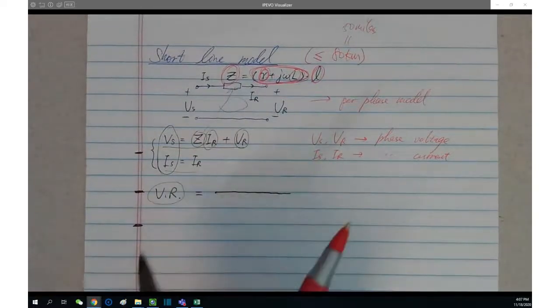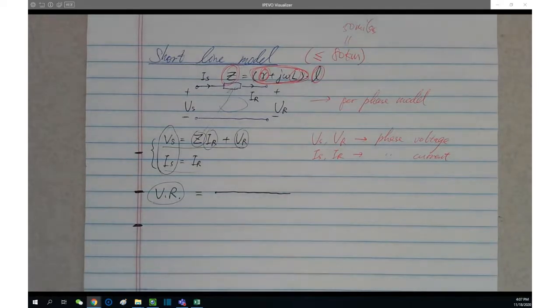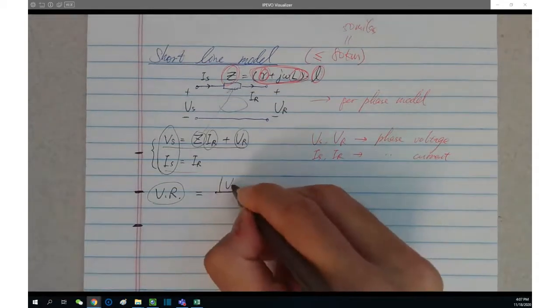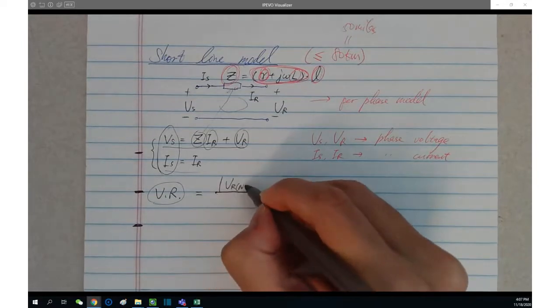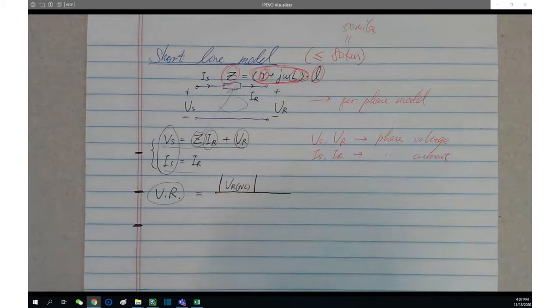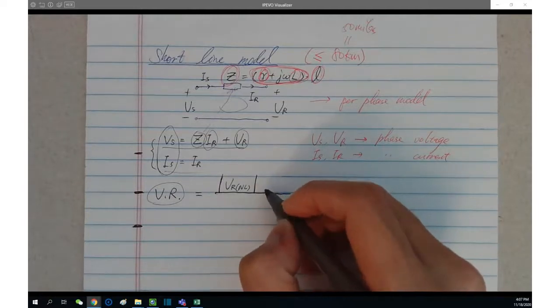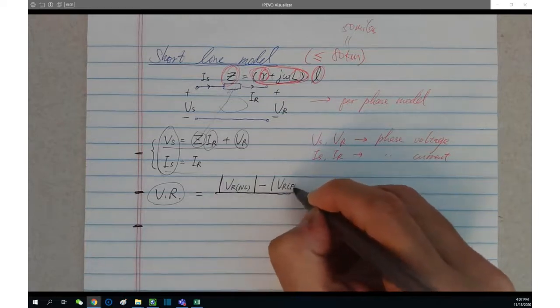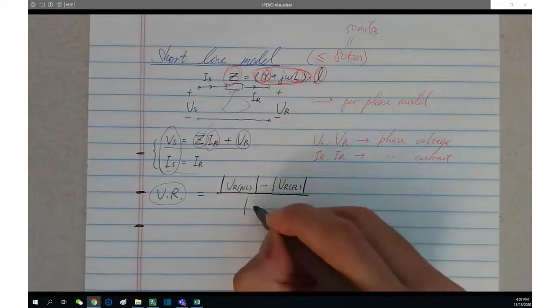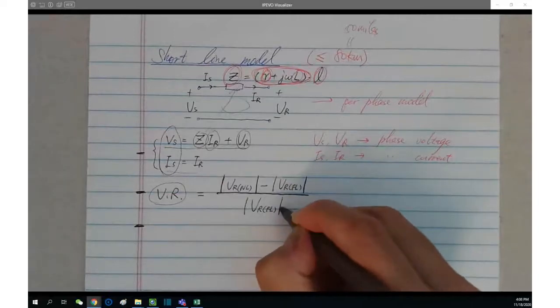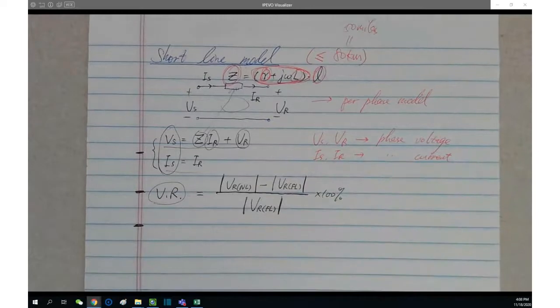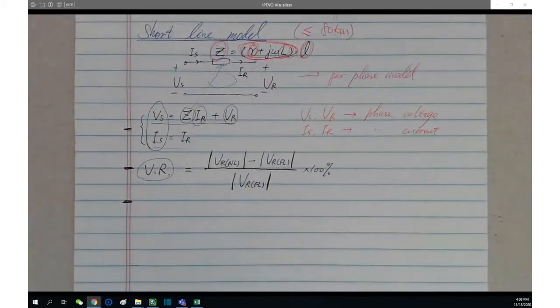Next, VR is something new. We call it voltage regulation. This is a new term, a new concept, and it equals a ratio. In the numerator we have the magnitude of the receiving end voltage at no load, minus the receiving end voltage at full load, once again magnitude, divided by the receiving end voltage at full load, magnitude, times 100%. Magnitude is very, very important, because in this equation we are dealing with magnitudes, so the voltage regulation is a constant, a real number. This is the formula we need to follow.